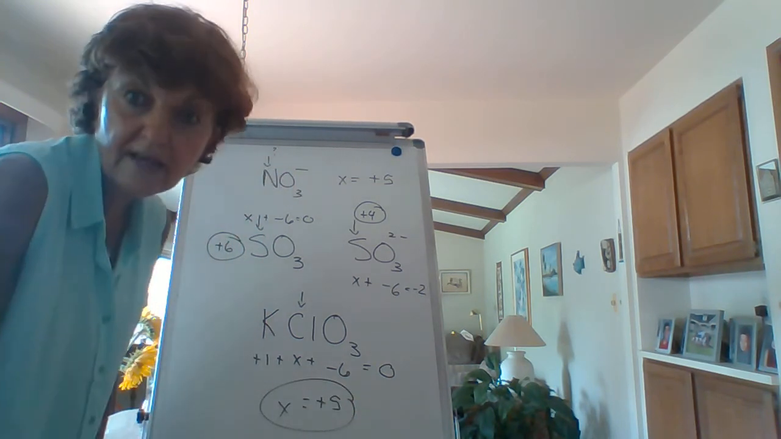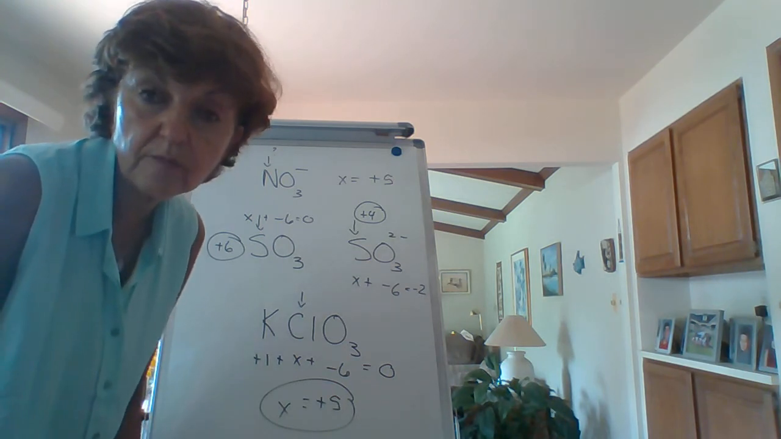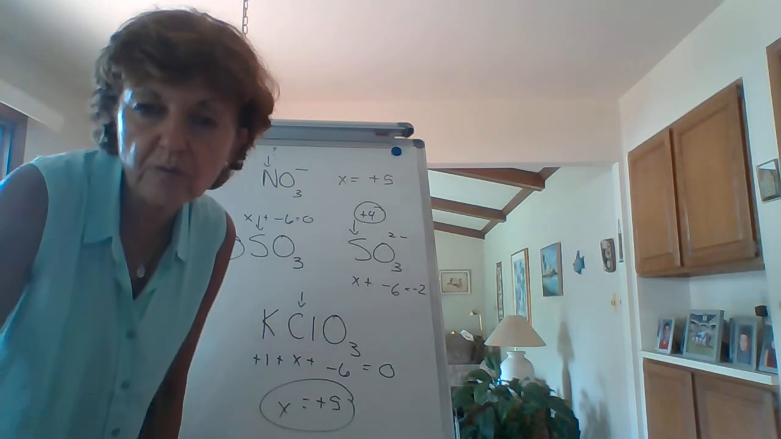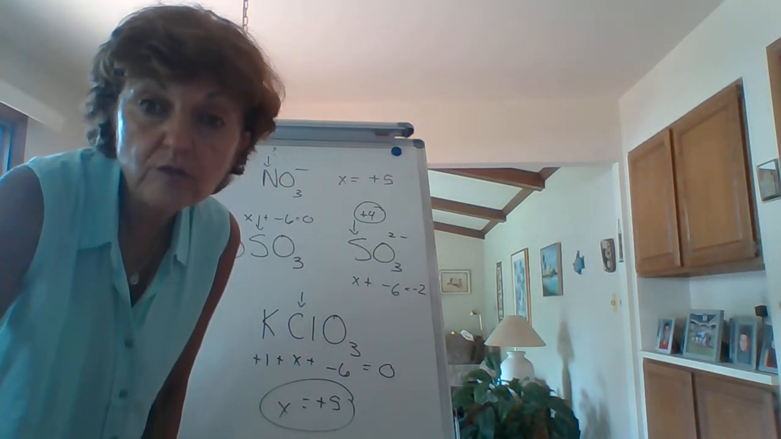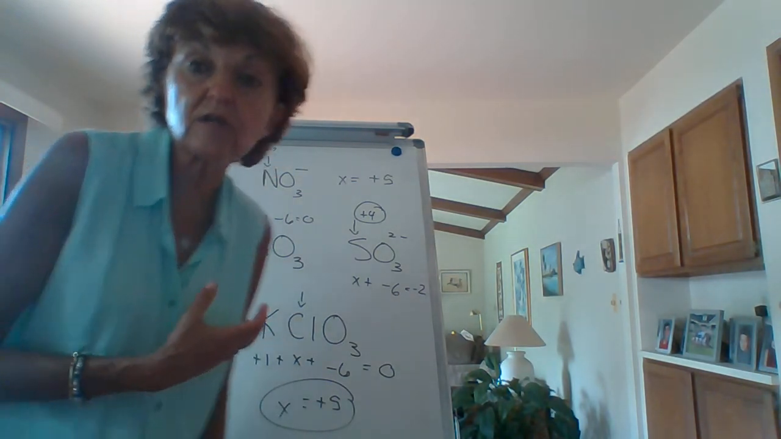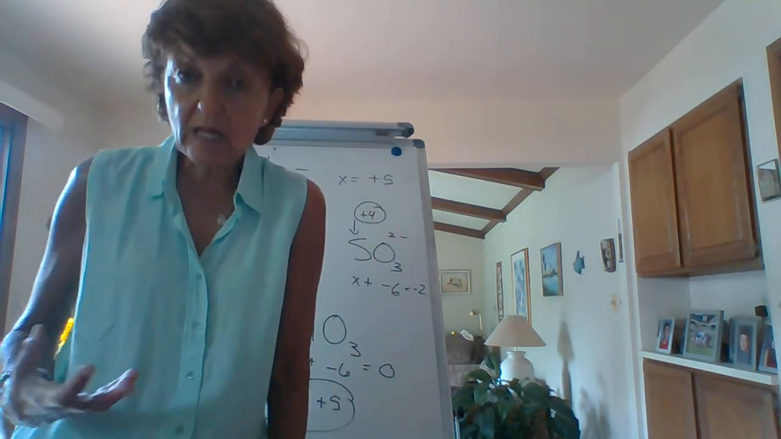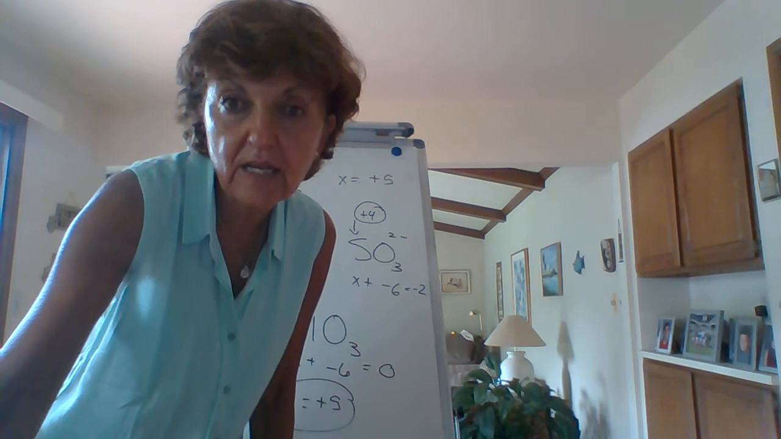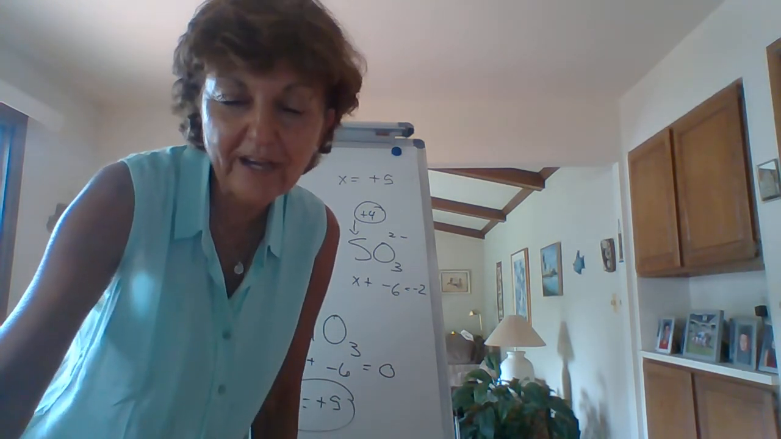Okay, and that's how you figure out oxidation numbers. Your book has lots of practice, so does your homework, so you should be all set. Next video, we will talk about using these oxidation numbers to figure out which element got oxidized and which element got reduced in an equation or in a chemical reaction.